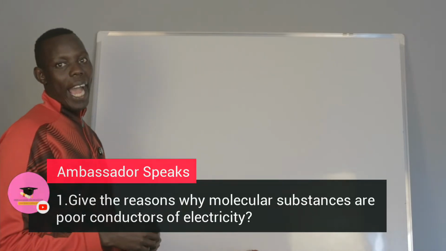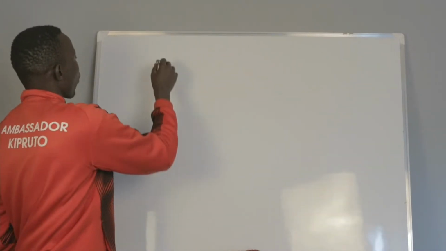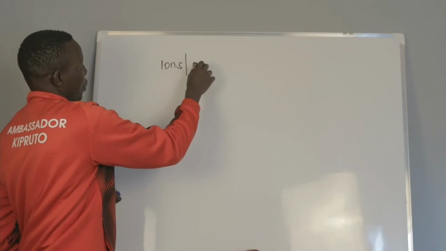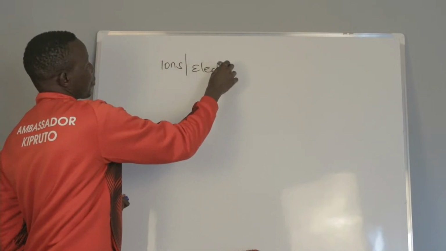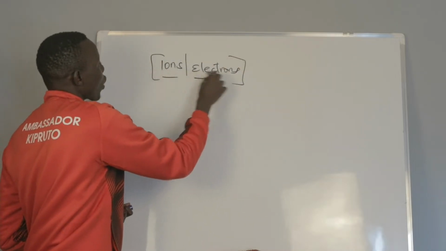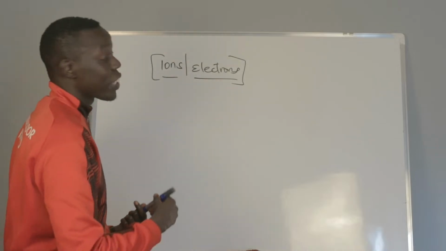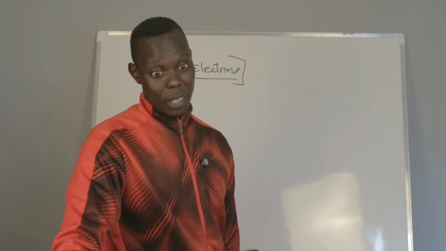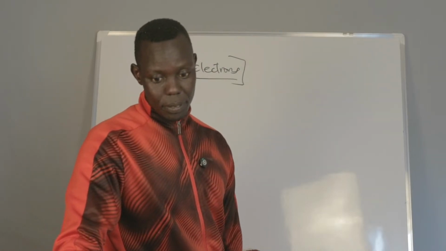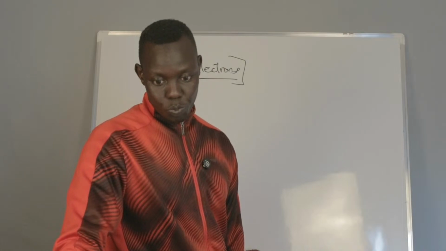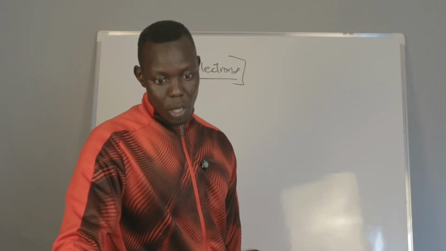What we require for current to be conducted? We require ions or electrons. Now, molecular substances do not have ions or electrons for conduction of heat and electricity. That is the first reason. Yes. Swali number 2. Question number 2.